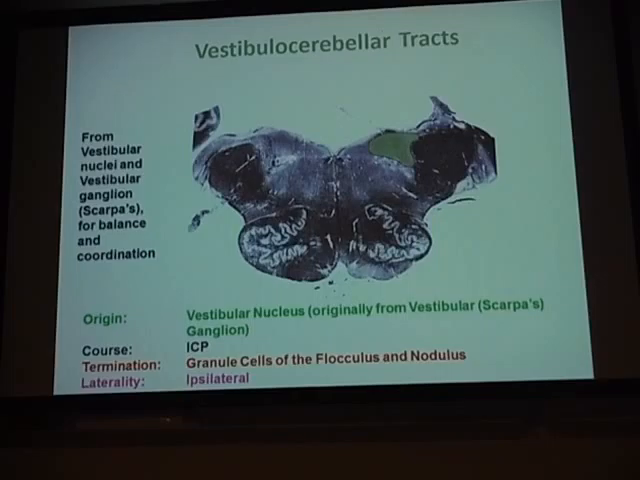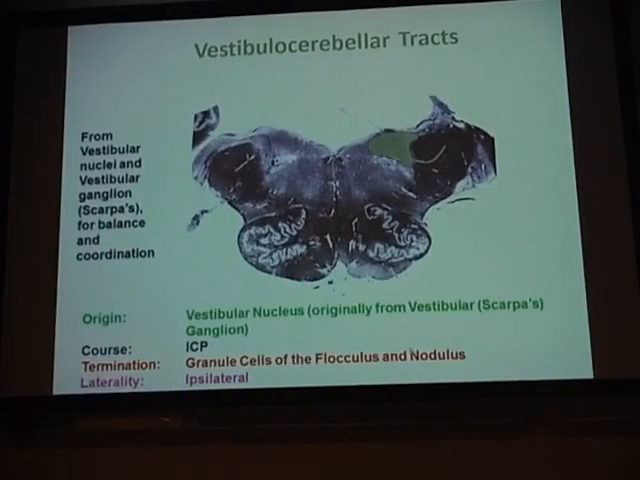Vestibulocerebellar circuit. I've never asked you to identify specific vestibular nuclei, but they're in this region of the medulla. They're going to travel in through the ICP, synapse in the flocculonodular area, flocculonodular lobe, and information will come back out through the ICP to those same vestibular ganglia. So I don't have the output here.